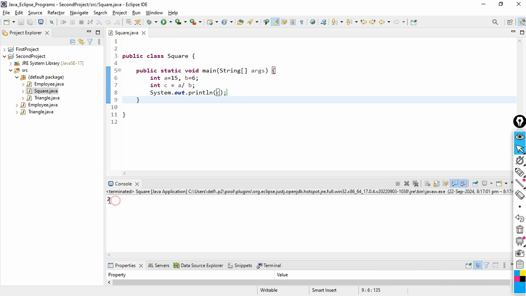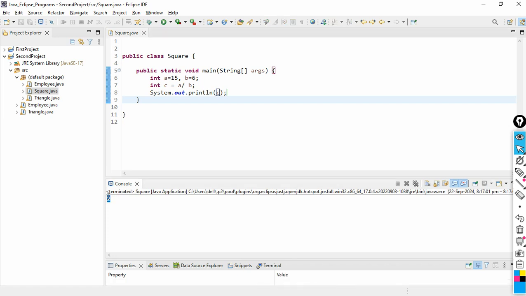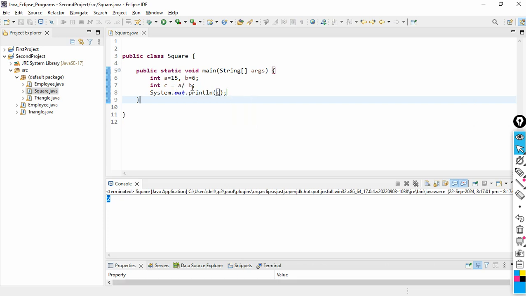So the output is what? 2. How did you get this particular 2? Let us understand here. This is what is happening here: 15 divided by 6.